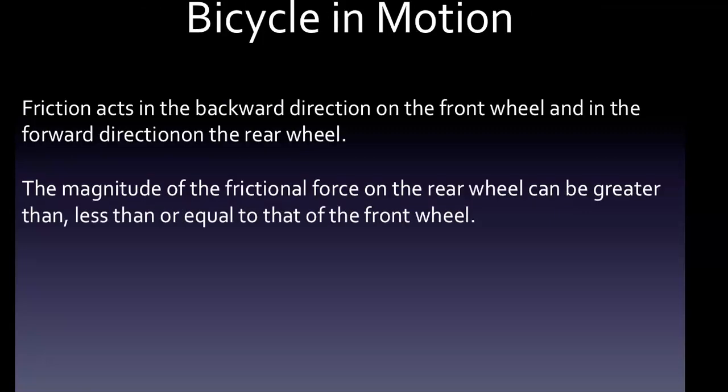Okay, and then one other example, bicycle in motion. When a bicycle is in motion, friction exerted by the ground on the two wheels is such that it acts in the backward direction on the front wheel and in the forward direction on the rear wheel. So you'd like to be familiar with that. The magnitude of the frictional force on the rear wheel can be greater than, less than, or equal to that of the front wheel. Okay, so that's a common example question.